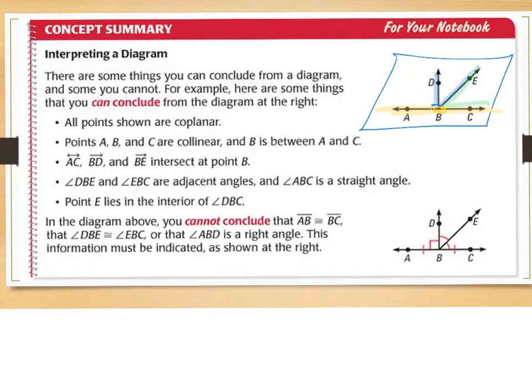So what we can't conclude, I'll erase some of the highlights here. From the picture as it's given, even though it looks like AB and BC are the same length, we cannot conclude that. If they were to put in congruency marks, then we could say that they are congruent, like in the picture down here. Okay?